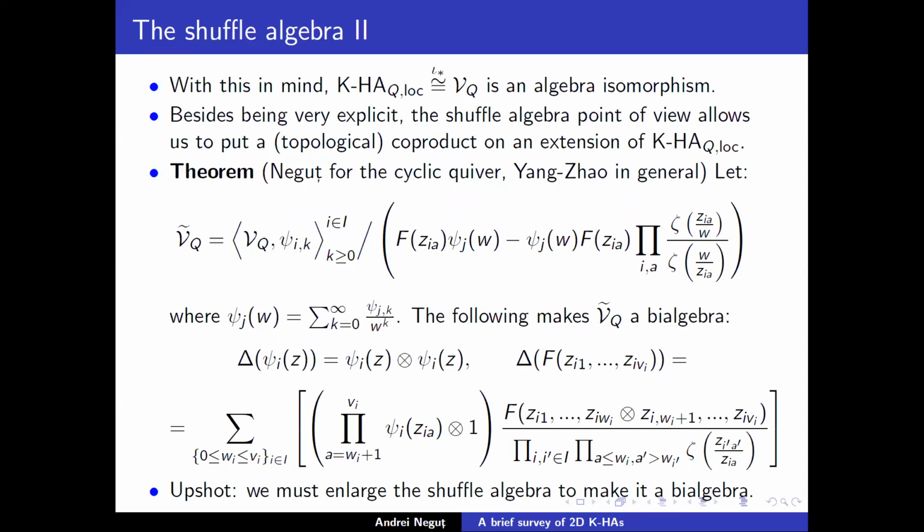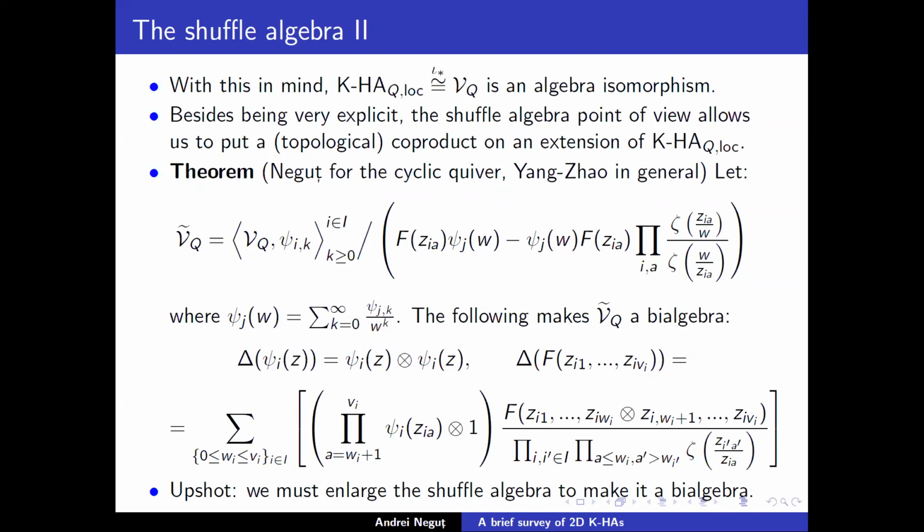So what it means is the following. You expand this rational function in the limit when the first w variables are much smaller than the last v minus w variables. You get a power series, and for each term in that power series, you put a tensor product symbol in between the w variables and the last v minus w variables.